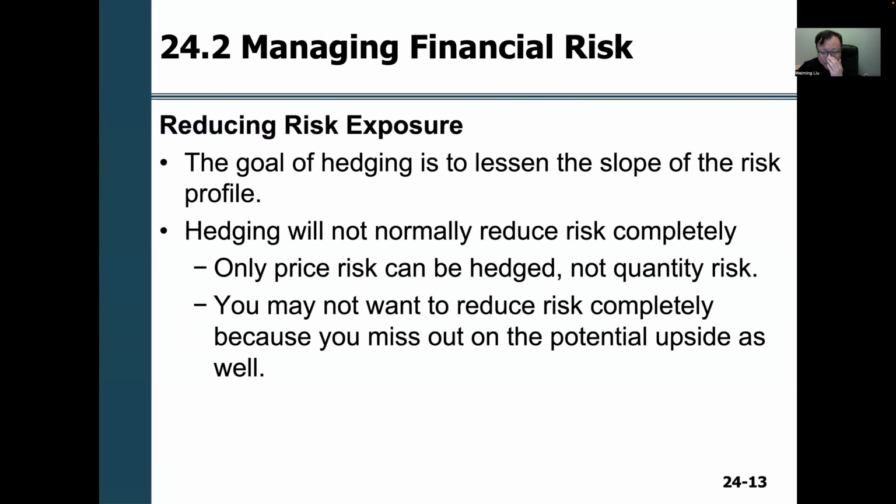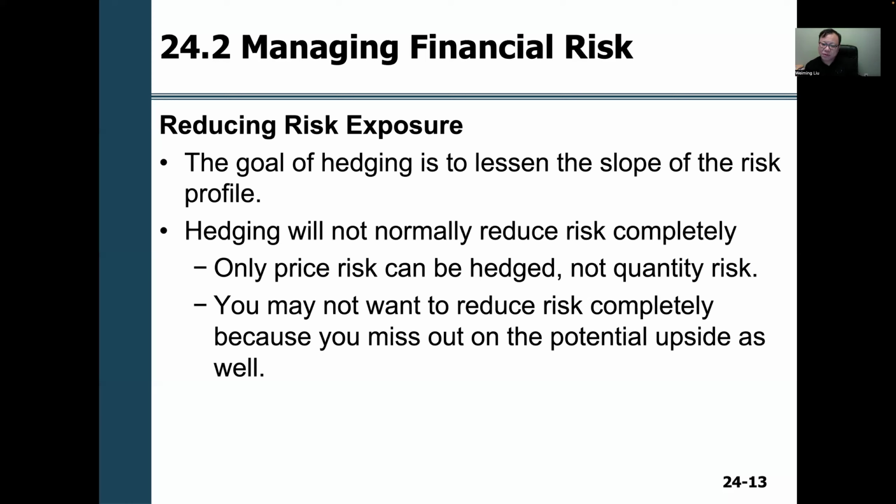Reducing risk exposure. The goal of hedging is to lessen the slope of the risk profile, because if the slope is steeper, the risk is higher. So you want to flatten it out through hedging. Hedging will not normally reduce the risk completely, because only price risk can be hedged. You can only hedge the price, but the quantity risk, you are not able to hedge.